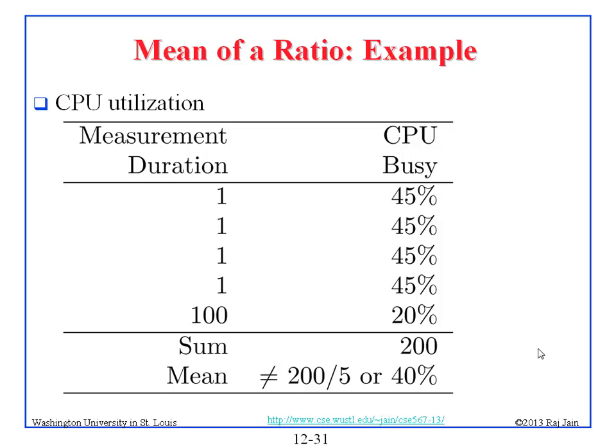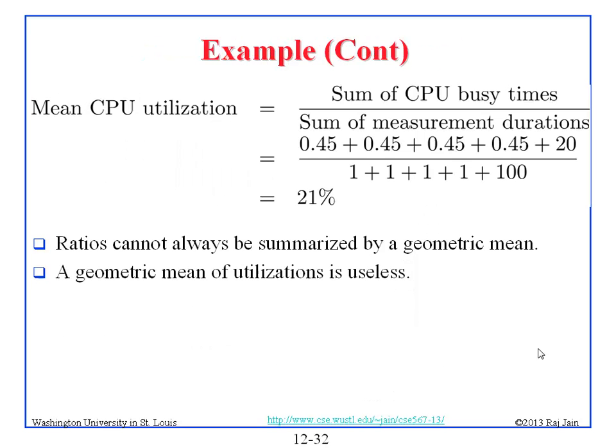Basically, the right percentage is to add up the total measurement duration and the total busy time. Total measurement duration is 104 hours, and you have to figure out how much this CPU was busy in those 104 hours, and that will give you the right utilization over 104 hours, right? So it was busy for 0.45 hours in the first hour, 0.45 hours in the second hour, and so on and so forth. You add up and you get 21% as the mean CPU utilization.